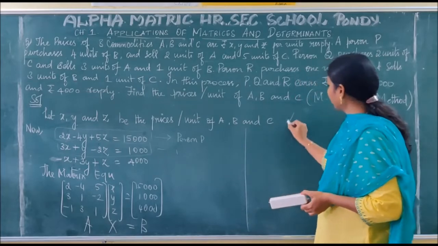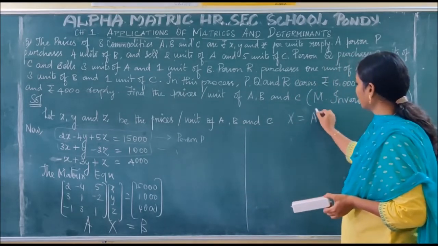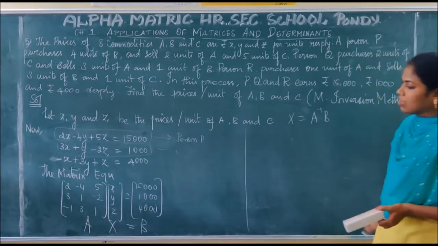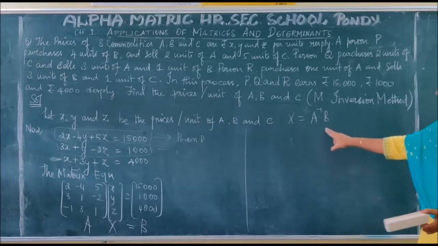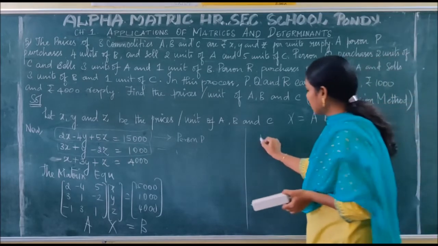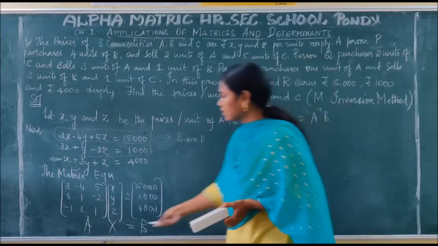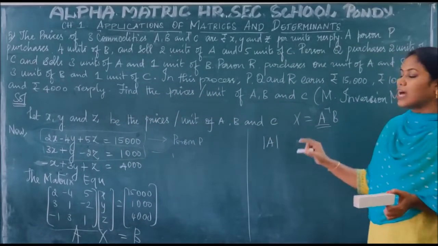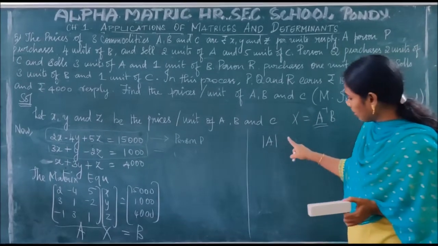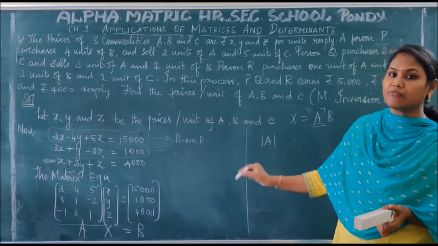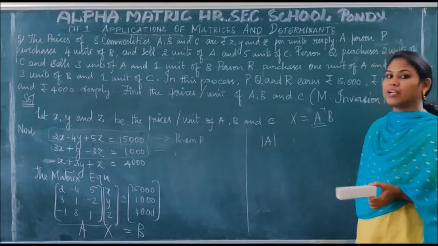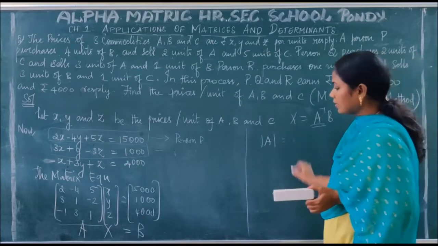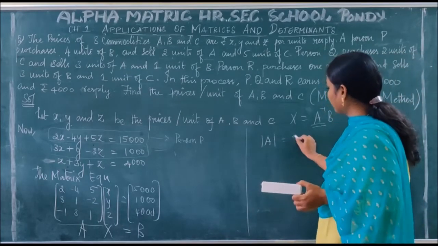What is our X matrix? X is equal to A inverse of B. Now we have to find the value of A inverse here. And what is our A? This is our A matrix. Before finding A inverse, we have to check whether we will be able to find the inverse. For that we have to find the determinant value. So the determinant value of A can be found like this.